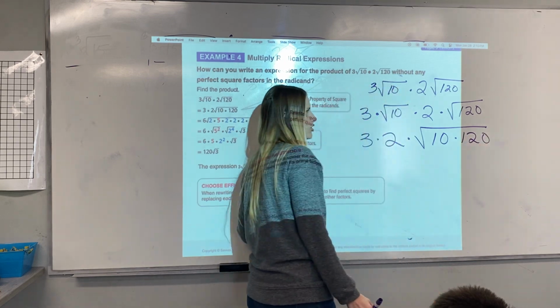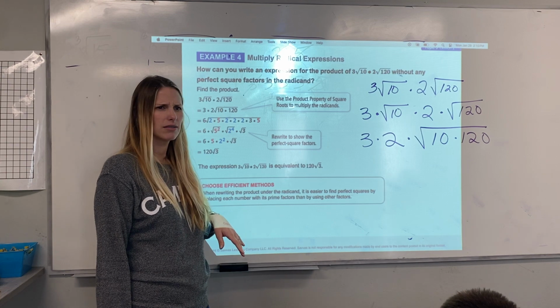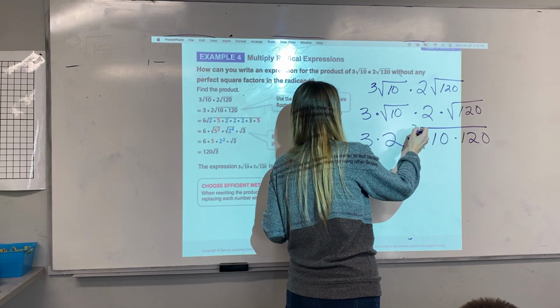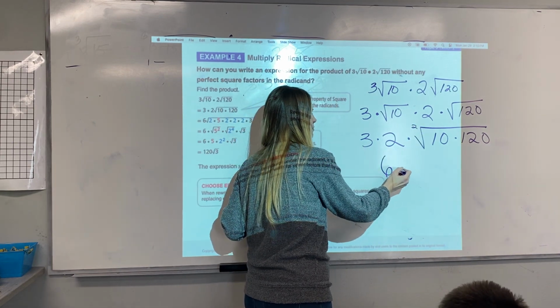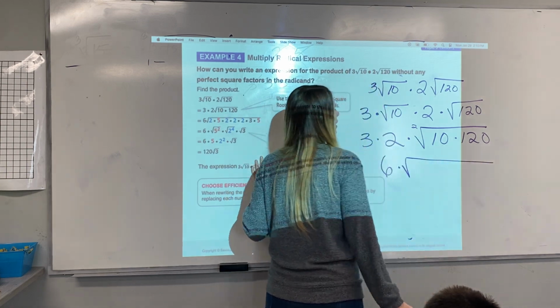Because they both belong to the square root club of 2. Oh, there's the invisible 2. Oh, the square root, yeah. So 3 times 2 is 6, and then that's being multiplied times the square root of 10 and 20.